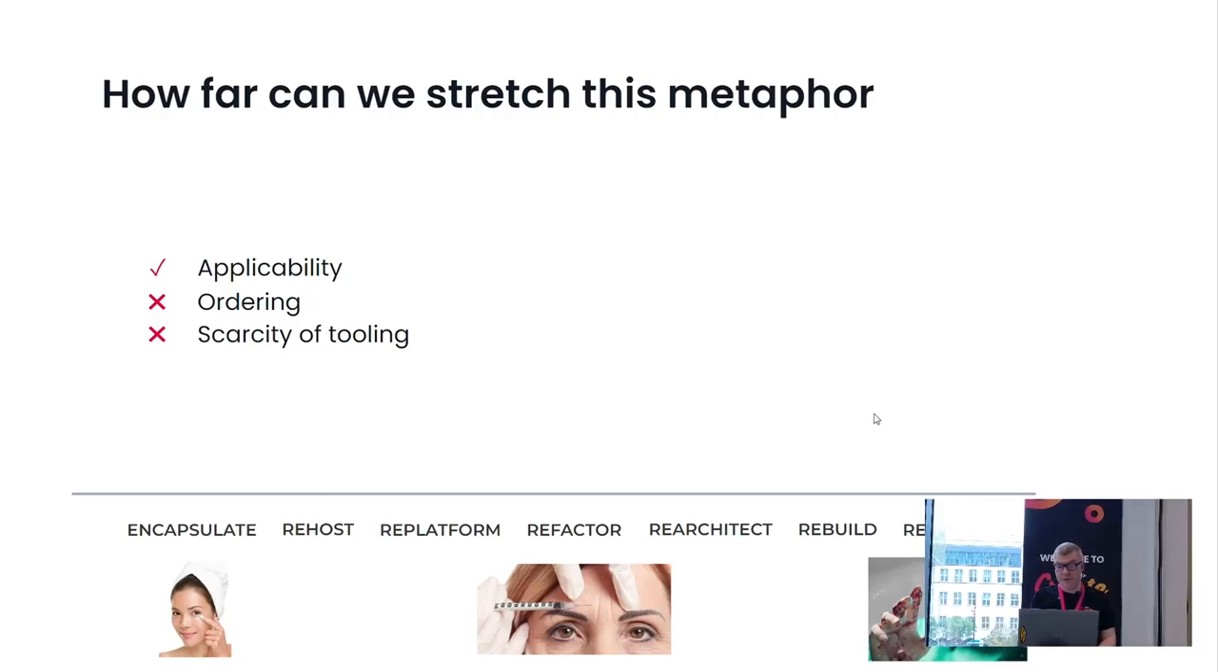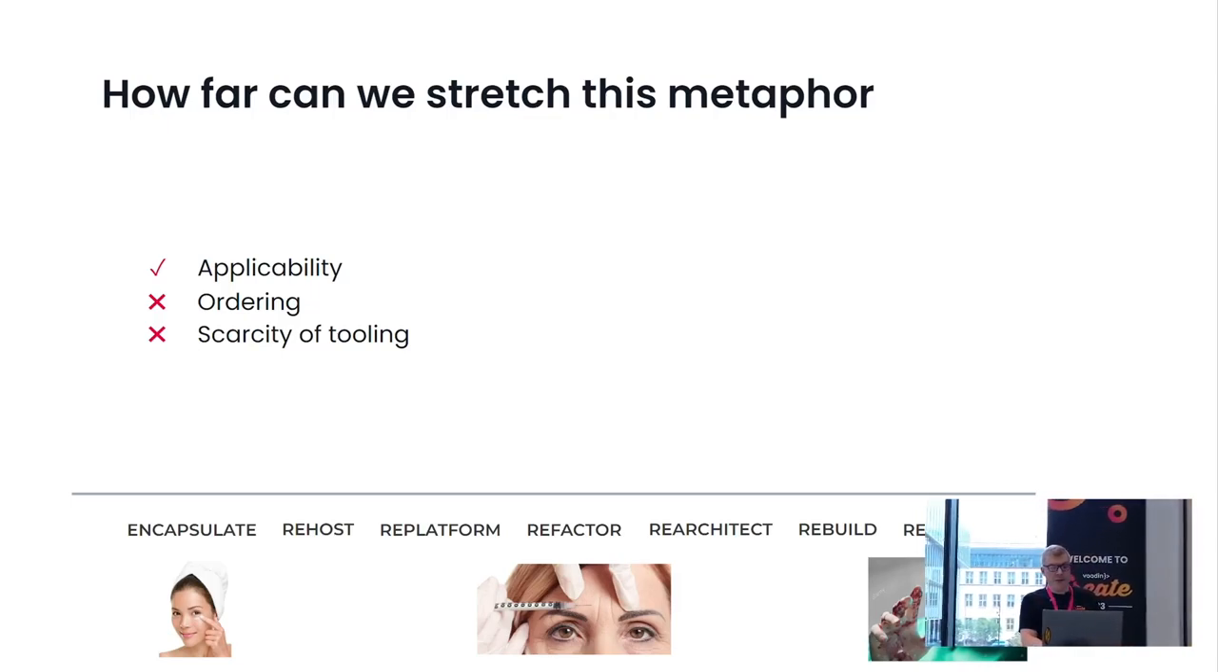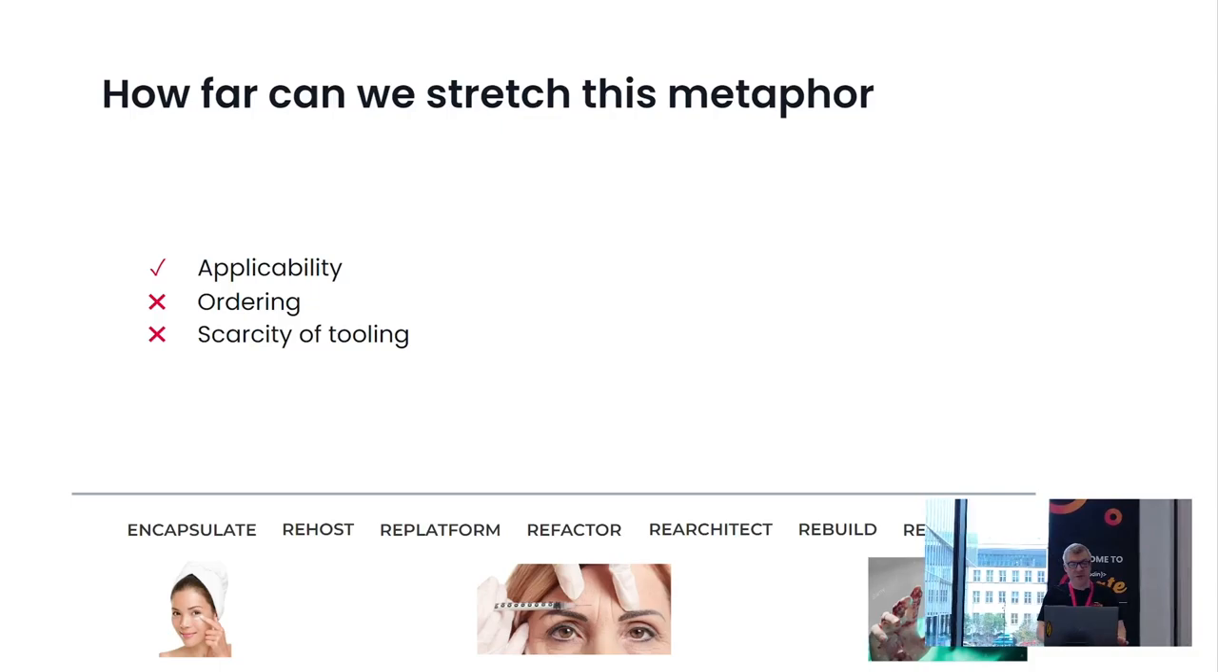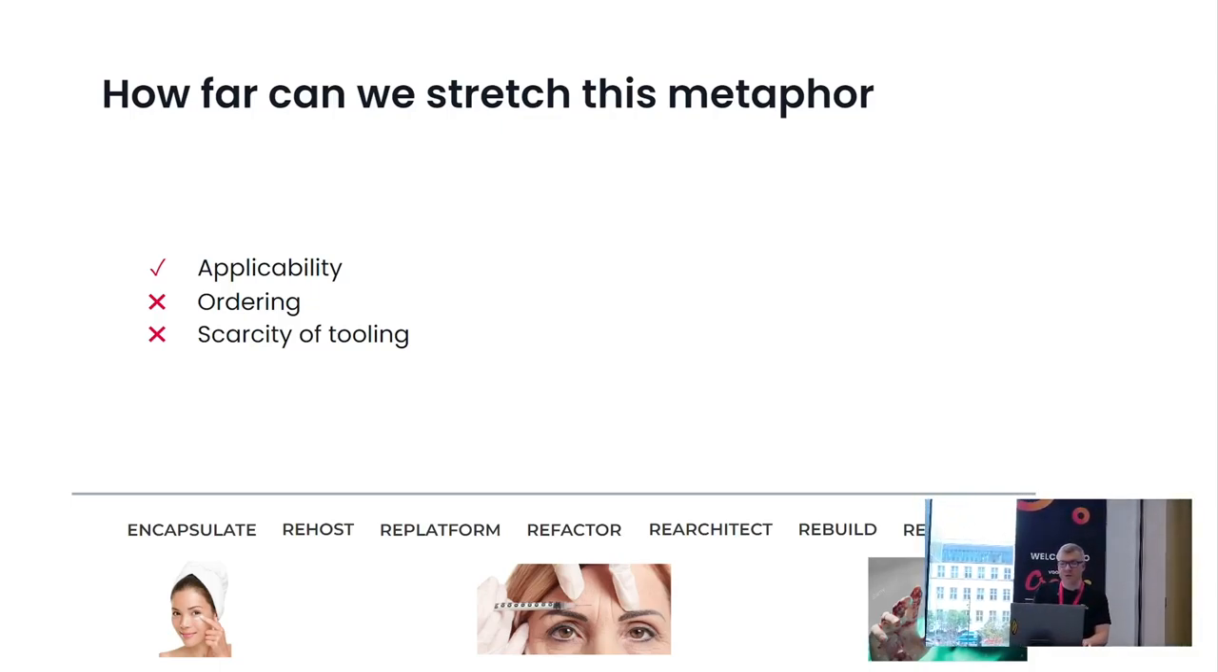On the other hand, rebuilding your application, I think that's certainly an option that many companies have already tried, and you don't actually need necessarily a large number of rare tools in order to rebuild an application if you're rebuilding it from scratch.